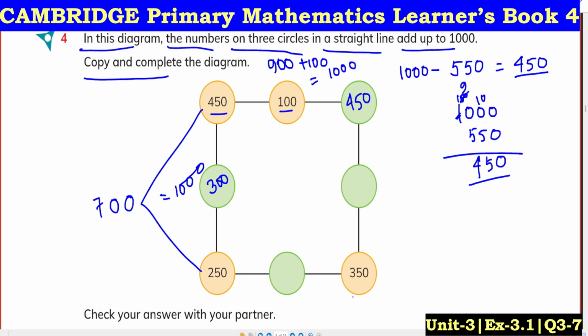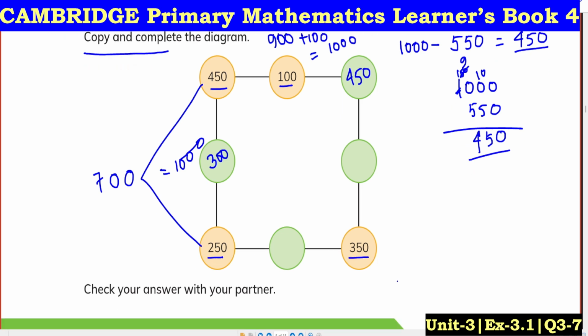Okay, now here is a 250 and here is a 350. So what will be the summation? 250 and 350. Here is a 0, 5 plus 5 is 10, 0. Carry 1, 2 plus 3 is 5 plus 1 is 6. So here should be 600, right?